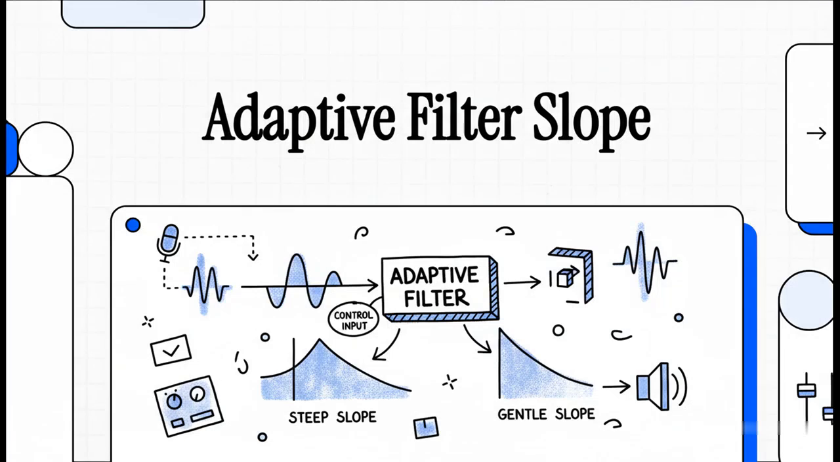Hey everyone, and welcome. Today, we're diving into something genuinely new in the world of synthesizers. It's called the adaptive filter slope. And honestly, it's one of those deceptively simple ideas that solves a classic problem in a super elegant way. So let's get right into it.